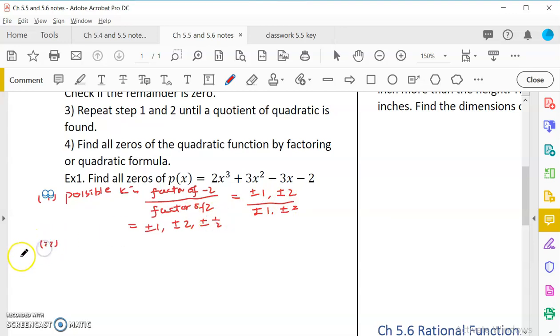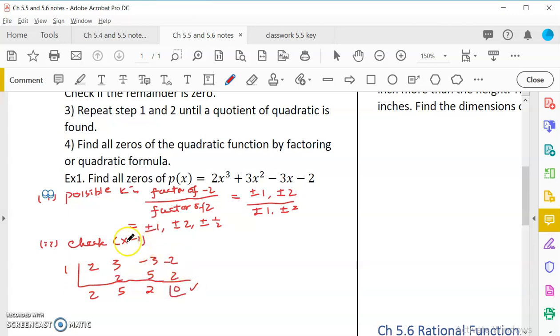The second step is to pick one to check. So what would be a good one to check? Should we check 1 or 2? Let's check 1. So we check x minus 1, that is, k is 1. So I write 1, and then the coefficients 2, 3, -3, -2. Bring down the 2. 1 times 2 is 2, so that's 5. 1 times 5 is 5, so that is 2. 1 times 2 is 2. Oh, -2 plus 2 is 0.